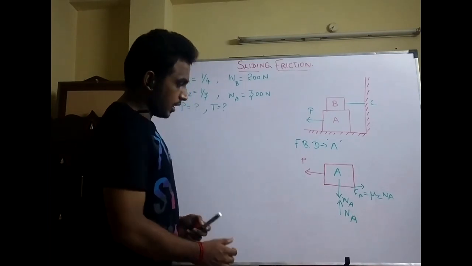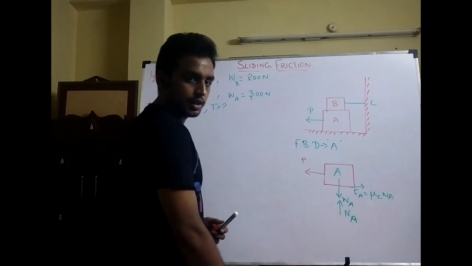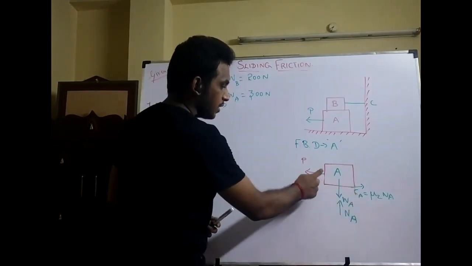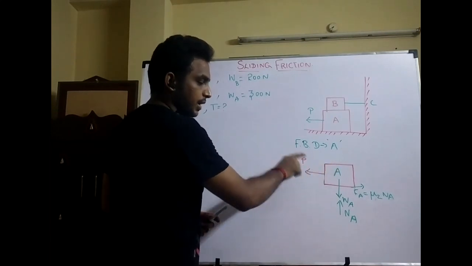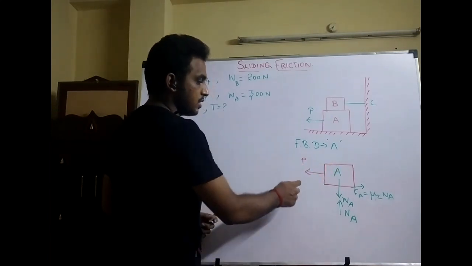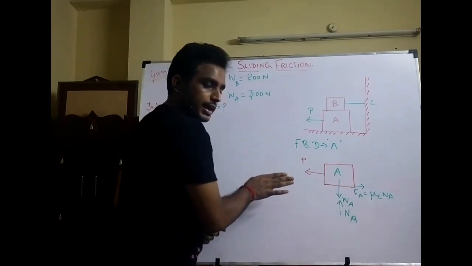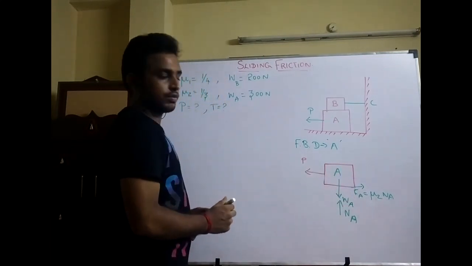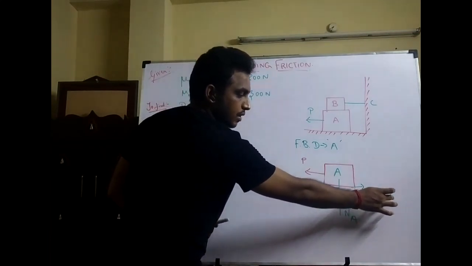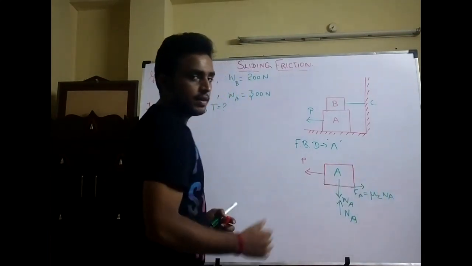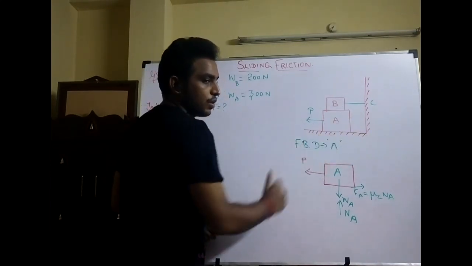Free body diagram of block A. In this block A, the weight of the block acts exactly in the downward direction, and as stated in the problem, a pulling force acts over block A. When the force is pulled in this direction, the frictional force acts exactly opposite to that. It is given as Fa equal to mu2 times Na, where mu2 is the coefficient of friction between block A and the floor surface.